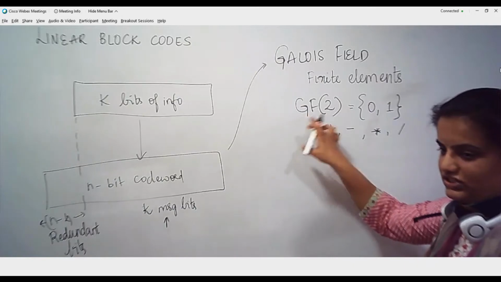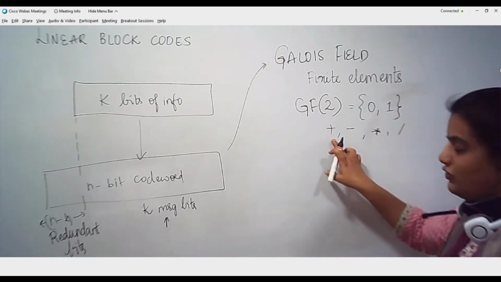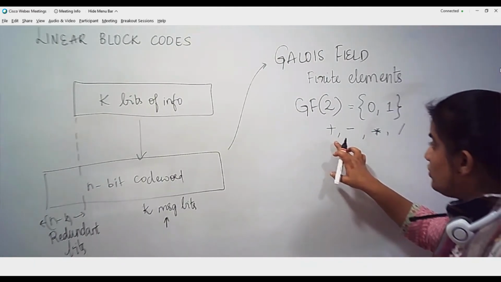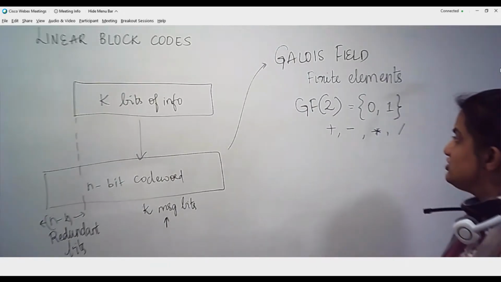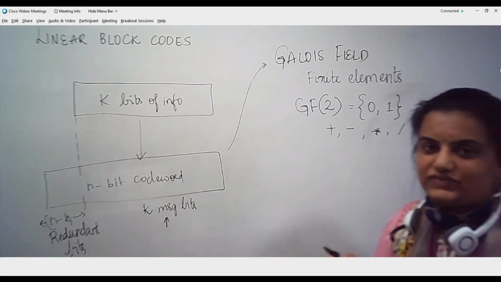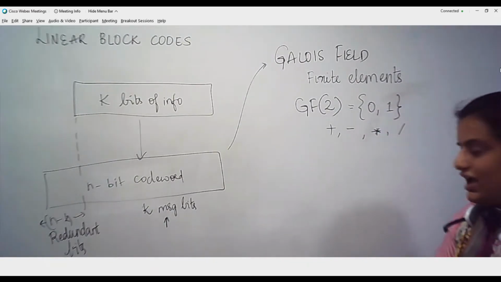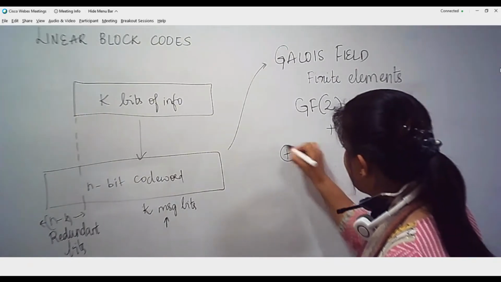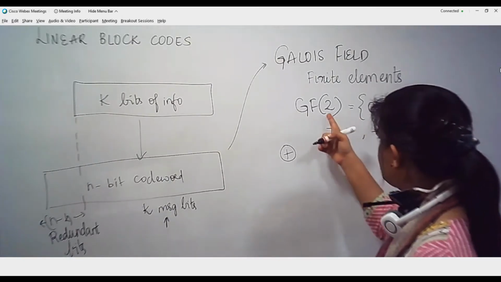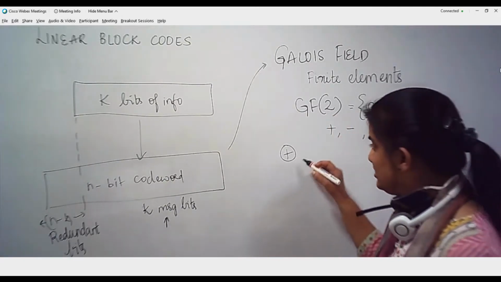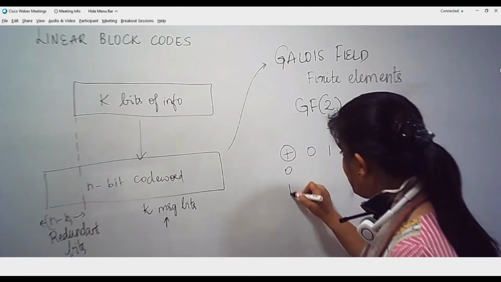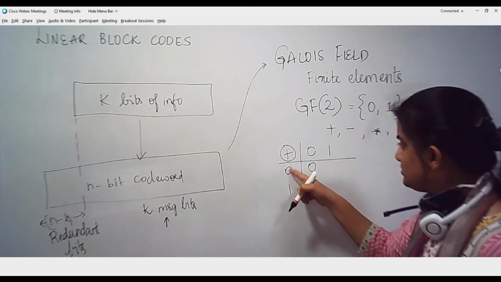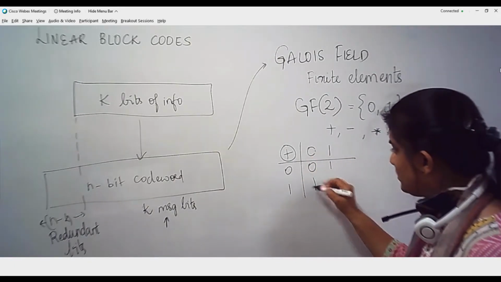Let us see what this GF, the field over 0 and 1, is with respect to addition, subtraction, multiplication and division. We all know these arithmetic operations satisfy the associative, commutative and distributive properties. Let us see the Galois field of 2, that is elements 0 and 1, with respect to addition. What is 0 plus 0? 0 plus 0 is 0. 0 plus 1 is 1. 1 plus 0 is 1. 1 plus 1 is 0.